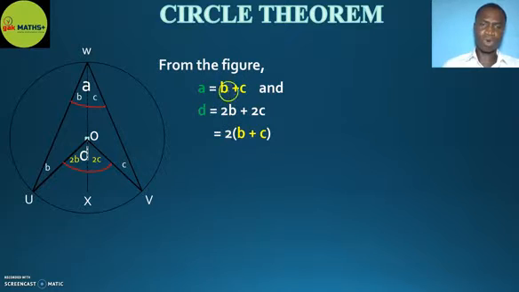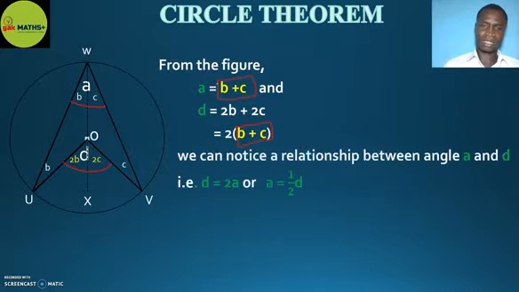So if we take a closer look at the angles A and D, you realize that we have B plus C in angle D, and also we have B plus C in angle A. That gives us a good relationship here between angle A and angle D. So we can say that angle D is 2 times angle A. Or writing this relationship in terms of A, we can say that angle A is half angle D.